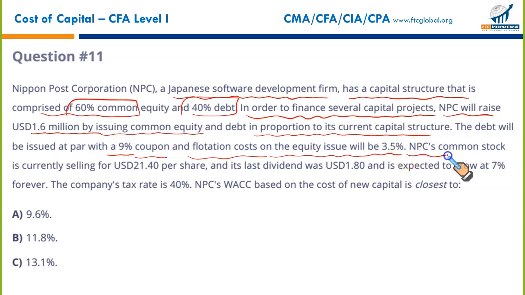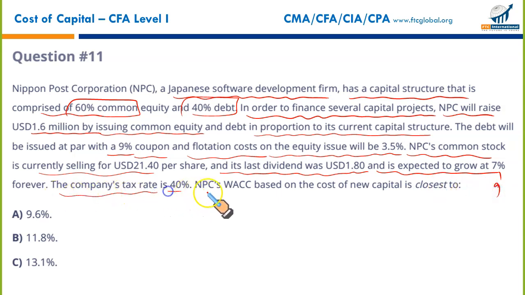NPC's common stock is currently trading at 21.4 and its last dividend was 1.8, and is expected to grow at 7%. This is your growth rate. The company's tax rate is 40%. NPC's weighted average cost of capital based on the cost of new capital is closest to. We need to calculate the cost of both of these and then we need to calculate the weightage.